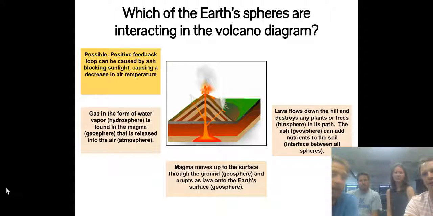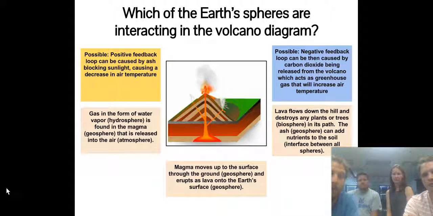There you go. And we got another feedback here. So we got our feedback, it's possibly a positive feedback loop because ash blocks the sunlight, which causes a decrease in the temperature. So it's driving that change. If there was more ash, you'd get lower temperatures, and then keep that change going. All right, possible negative feedback too, though. So there's different possibilities depending on how you define it. If you have carbon dioxide released from the volcano, it acts as a greenhouse gas that can increase the air temperature. So that's something that would maintain that status quo, keep it the same going on.